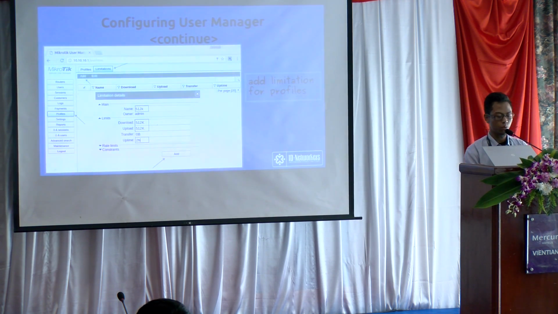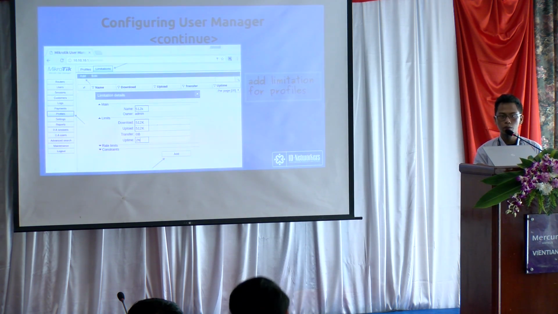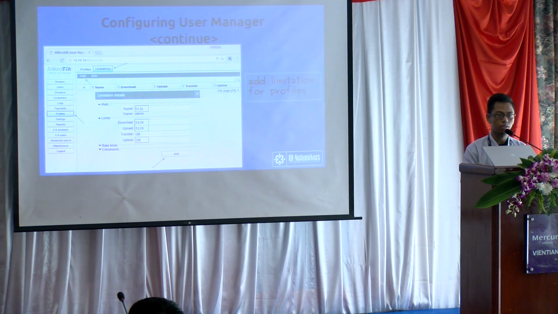Okay, the next step is we must create a limitation profile. A limitation profile is used for bandwidth management rules. In this example, I create a limitation profile with bandwidth 512 kilobit for download and 512 kilobit for upload. You can see that I have configured uptime as 2 hours. What is uptime? Uptime means how long until the user will expire. In this example, I configure uptime as 2 hours, so the user will expire after 2 hours.